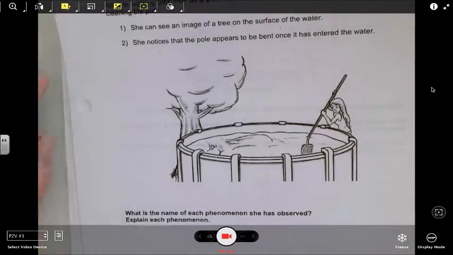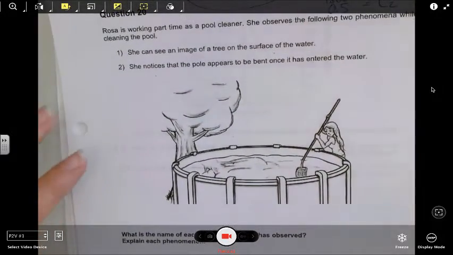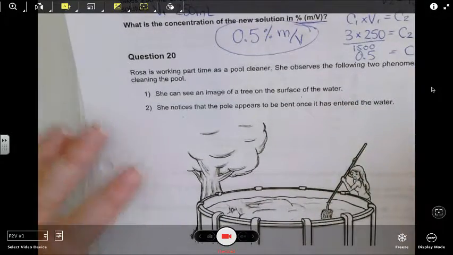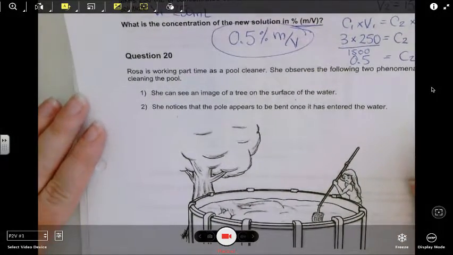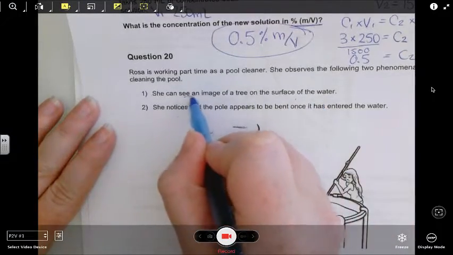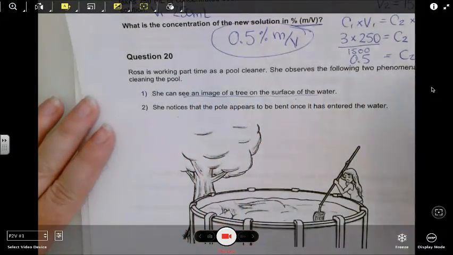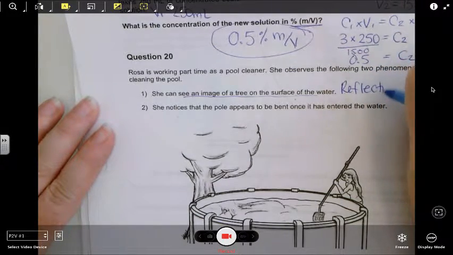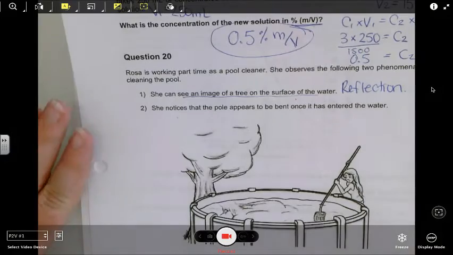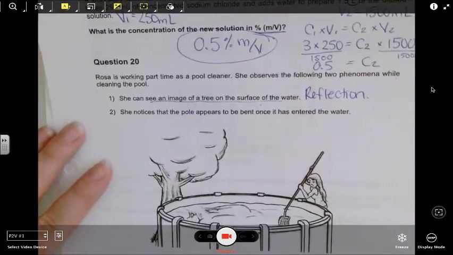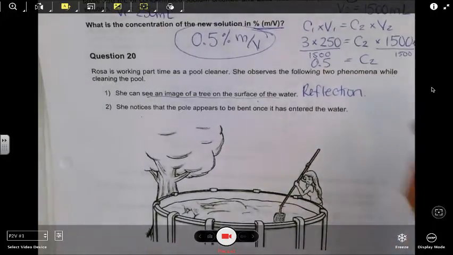All right, so if you just look at these, this is the chapter that we just finished doing very recently, so this should be pretty familiar to you guys. But the fact that she can see an image of a tree on the surface of the water, this one for sure is reflection. Okay, so one of the things that we know that happens with light waves is reflection. So you would just have to be able to explain what that means.